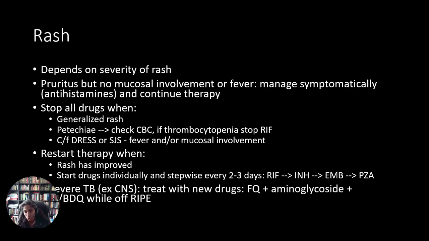Typically, this is in a controlled environment. Rifampin followed by isoniazid, then ethambutol, then pyrazinamide. Again, if you're running into the same issue as you were with LFT abnormalities and someone has severe TB, for example, CNS TB, and cannot be off therapy for any period of time, then again, we give them a new regimen, including fluoroquinolone, aminoglycoside, and linezolid and bedaquiline while off RIPE.